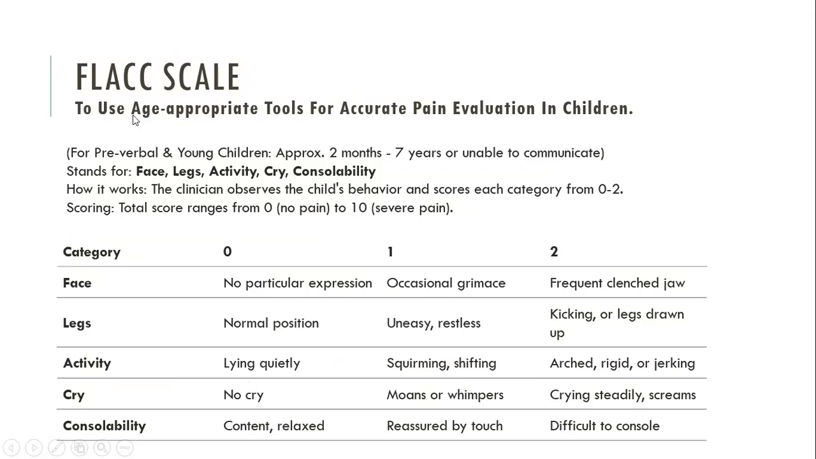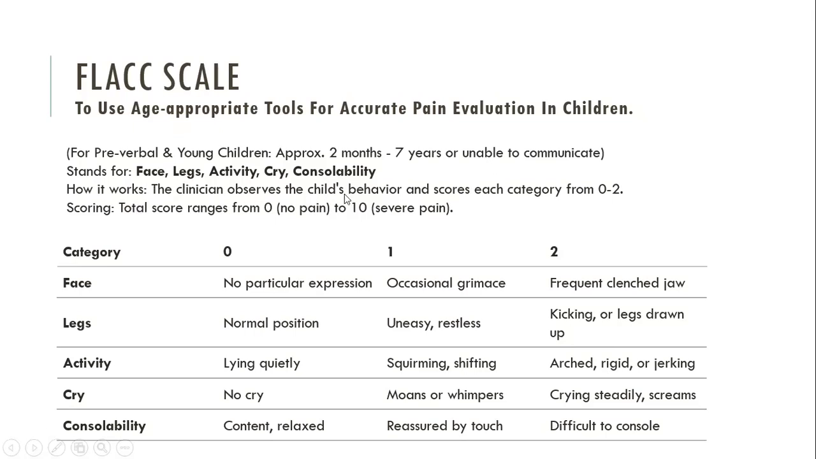Now, what is the FLACC scale? It stands for face, legs, activity, cry, and consolability. It is an age-appropriate tool for accurate pain evaluation in children. It is used for pre-verbal young children, approximately 2 months to 7 years, or those who are unable to communicate.